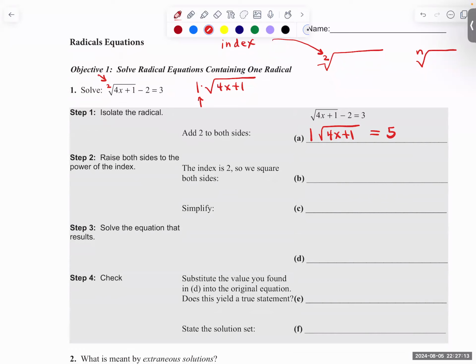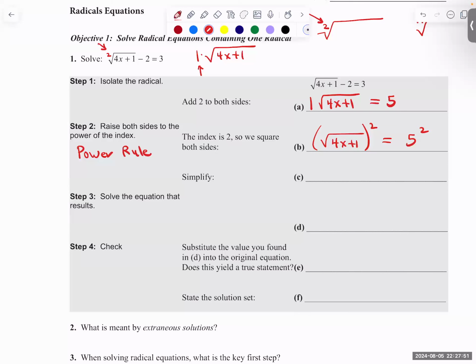Step 2, raise both sides to the power of the index, which is 2. The index is 2, so we square both sides. This is also called the power rule, which means if we raise both sides of an equation to the same exponent, same power, we have an equivalent equation. So that looks like this. Parenthesis, principal square root of the radicand, quantity squared, equals 5 squared.